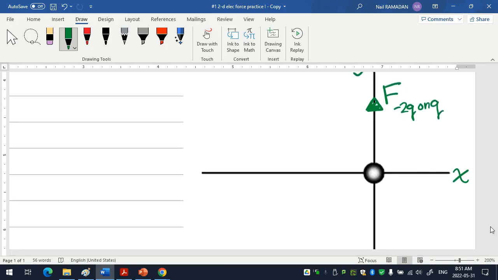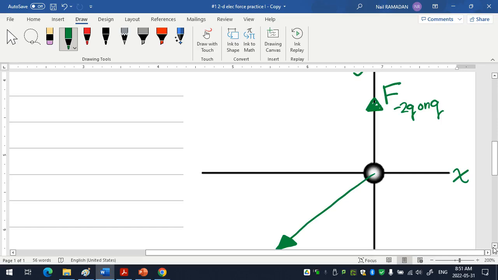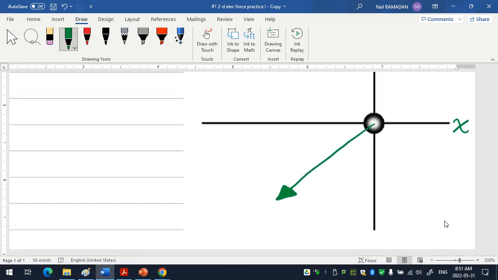About the next one, what was the angle exactly? Yeah, 45. So just try your best to make it somewhere half in between the quadrant. How many good vectors do we have? How many bad vectors? Great. Let's break down this tilted one. So F 3Q on Q. All right. Break it down.